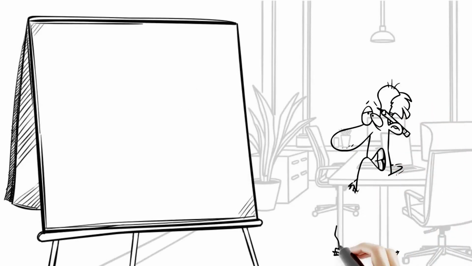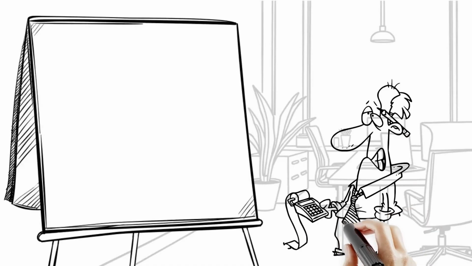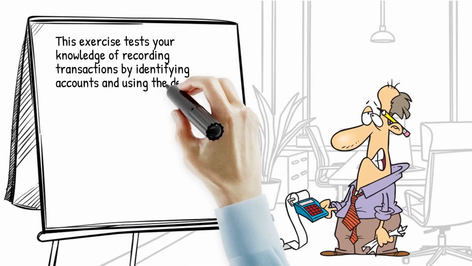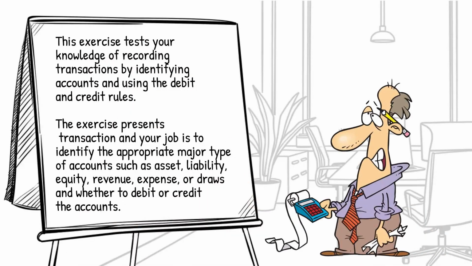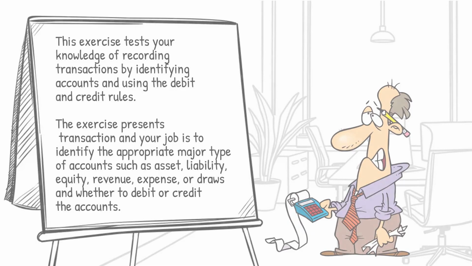This exercise tests your knowledge of recording transactions by identifying accounts and using the debit and credit rules. The exercise presents transactions, and your job is to identify the appropriate major type of accounts, such as asset, liability, equity, revenue, expense, or draws, and whether to debit or credit the accounts.